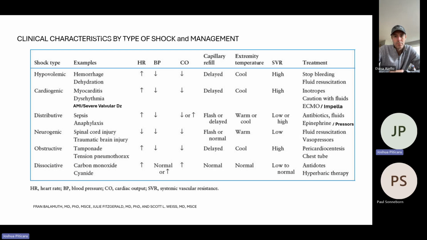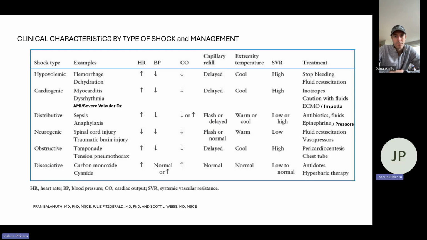Here's a table where you can see the different characteristics by type of shock and management. There's an example of each one and what happens with the heart rate, blood pressure, cardiac output, and capillary refill, which is still very important in evaluating shock, or extremity temperature, and the SVR and the treatment.